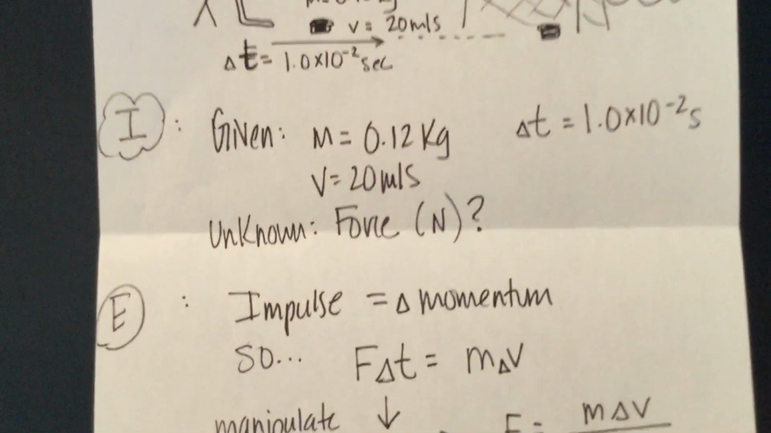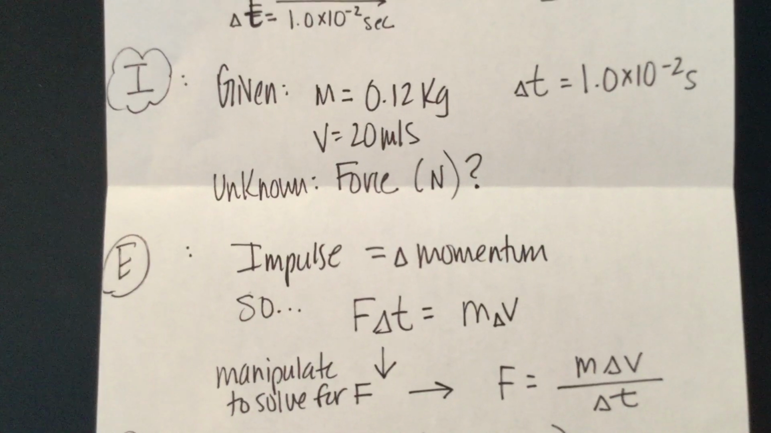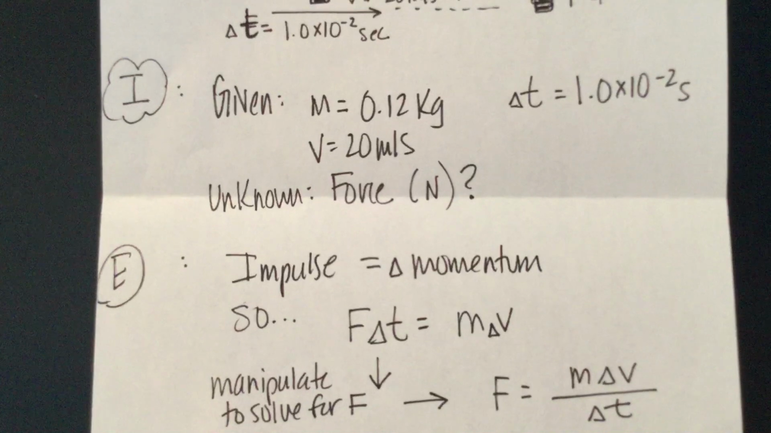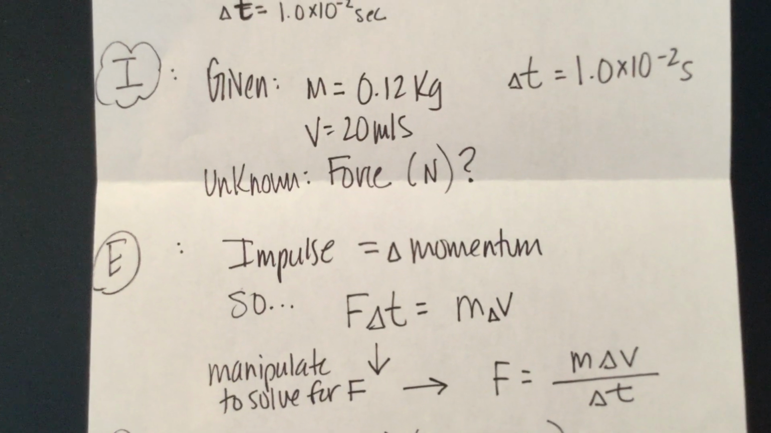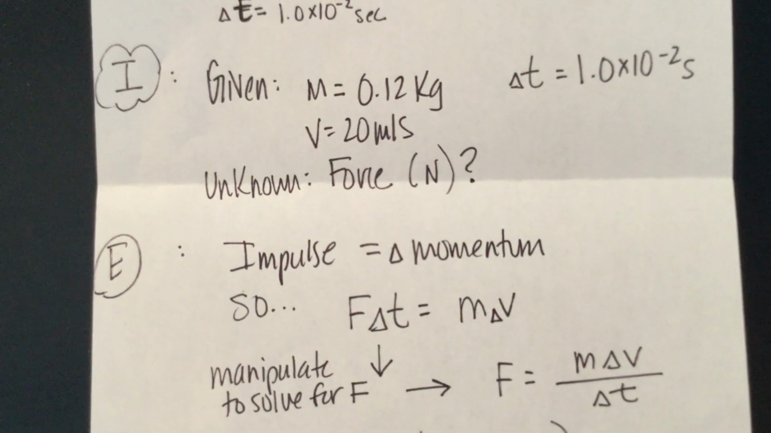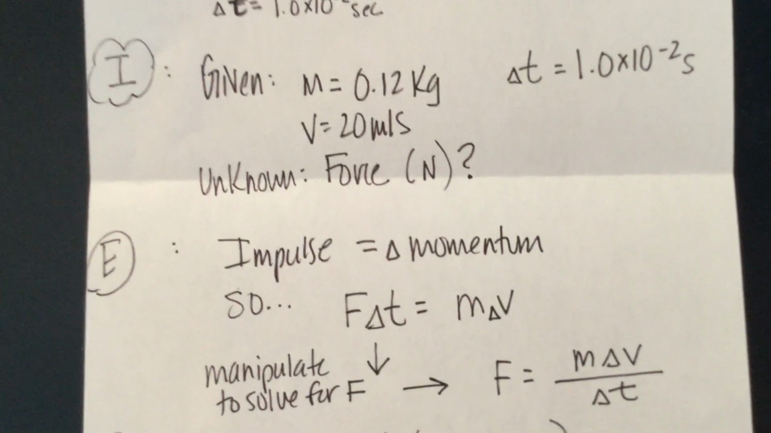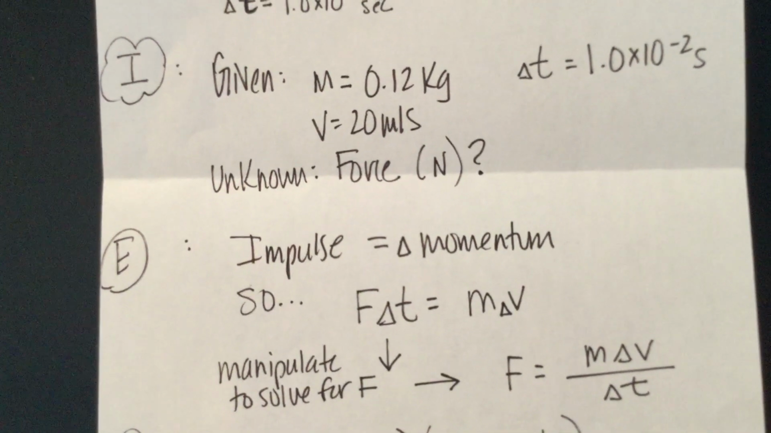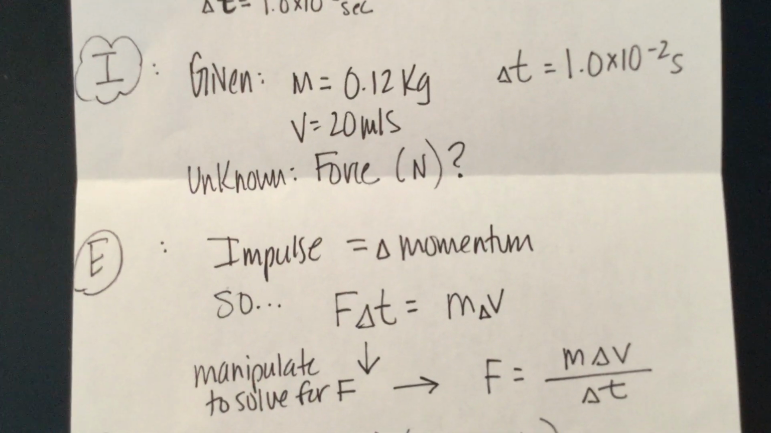Okay, so what are we doing with our equation here? Well, our equation is impulse equals change of momentum. So F delta T is going to equal M delta V. And that's our original set of equations. We need to manipulate to solve for force. So we are going to move the delta T or elapsed time to the other side of the equal sign. By dividing it out, since we're multiplying it on the left, we do the opposite and we divide on the right. So F equals M delta V over delta T is our new equation.